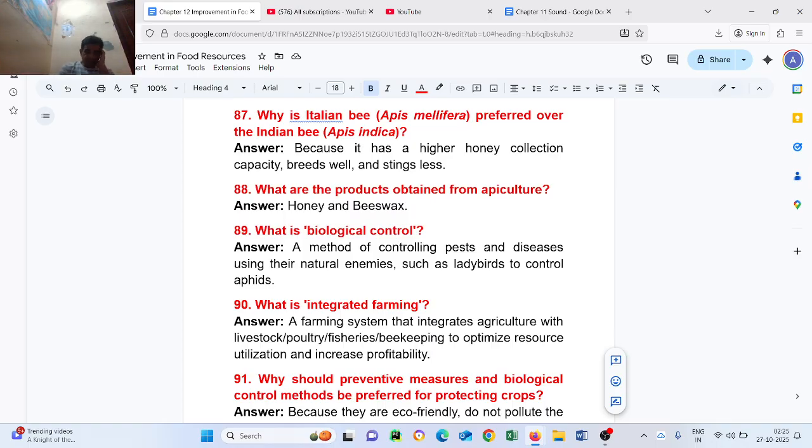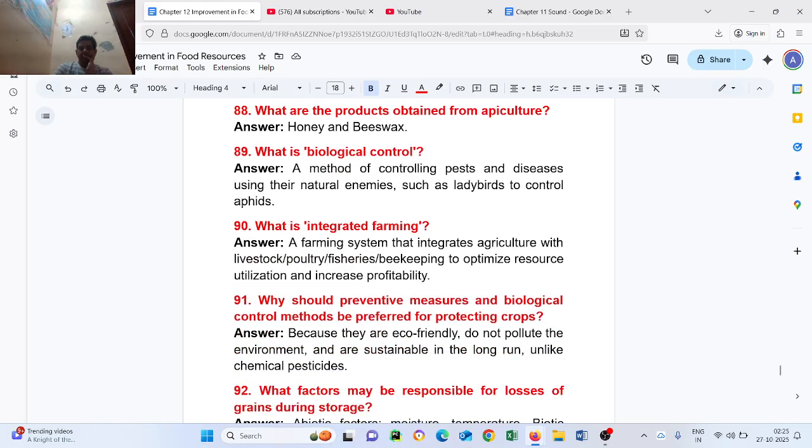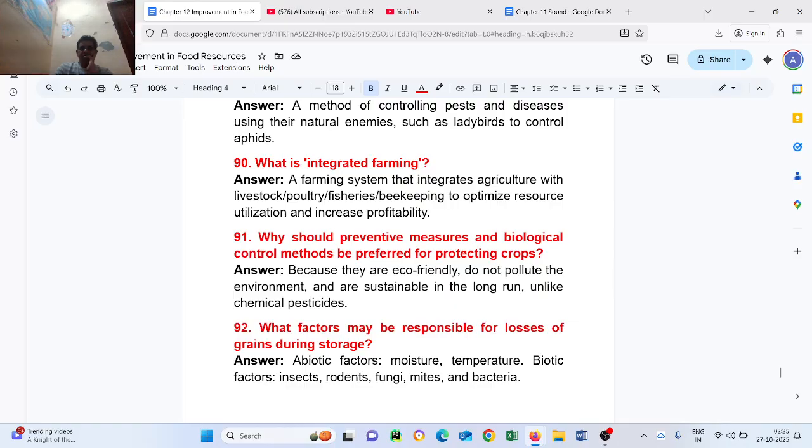Question number 90. What is integrated farming? A farming system that integrate agriculture with livestock, poultry, fishery, beekeeping to optimize resources utilization and increase profitability. Question number 91. Why should preventive measure and biological control method be preferred for protecting crops? Because they are eco-friendly, do not pollute the environment and are sustainable in the long term, unlike chemical pesticides.